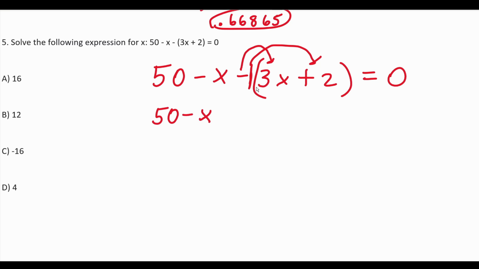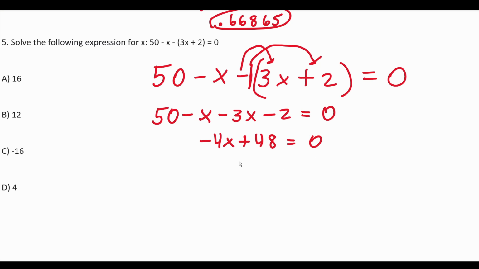This becomes 50 minus x. Negative 1 times 3x, again, that's a negative times a positive, so that's going to be negative 3x. Negative 1 times positive 2 is going to be negative 2 equals 0. Now we can simplify this now that we've gotten rid of these parentheses. Negative x and negative 3x is negative 4x. And 50 minus 2 is plus 48 equals 0.